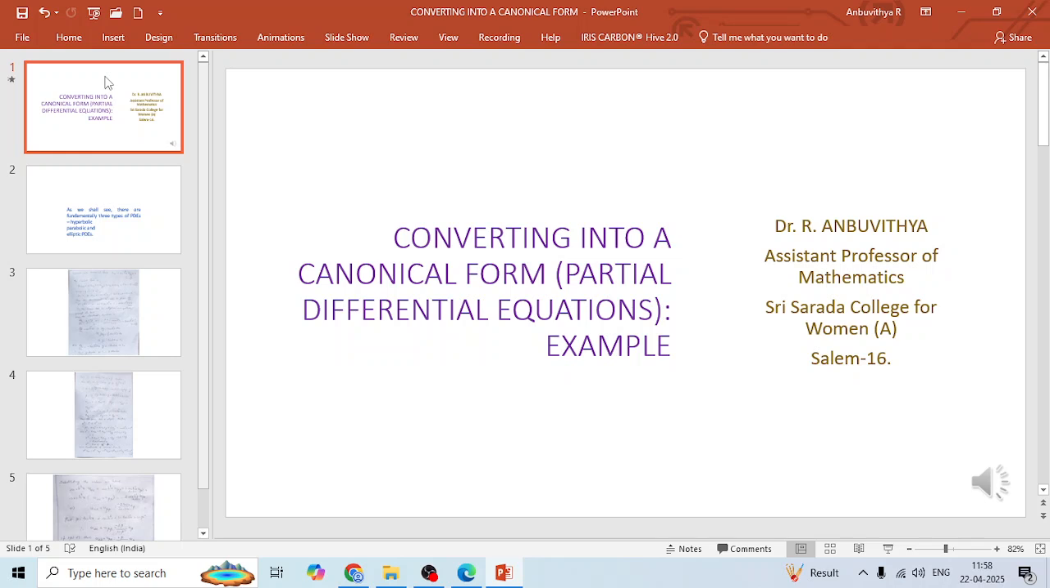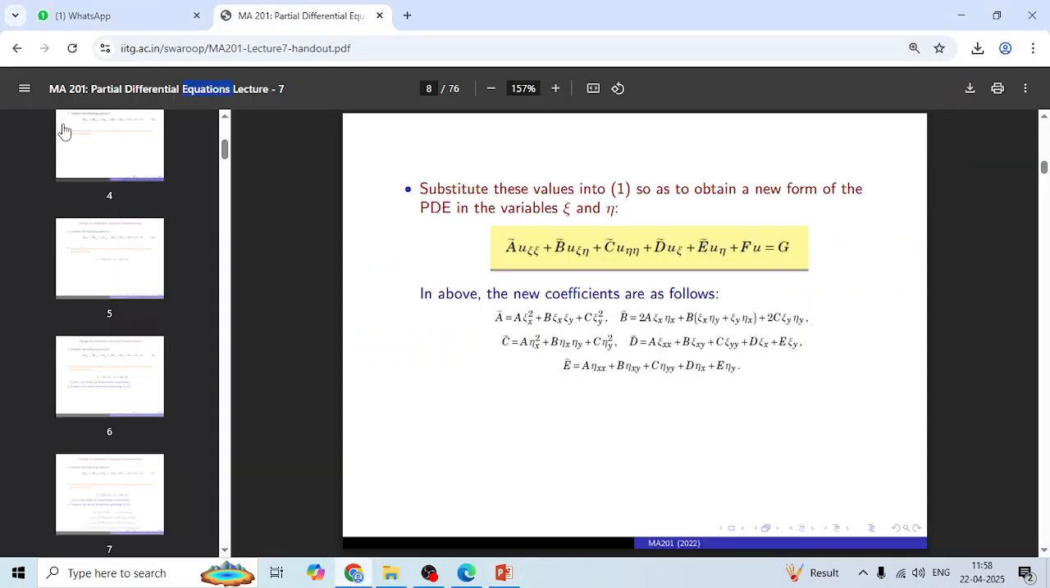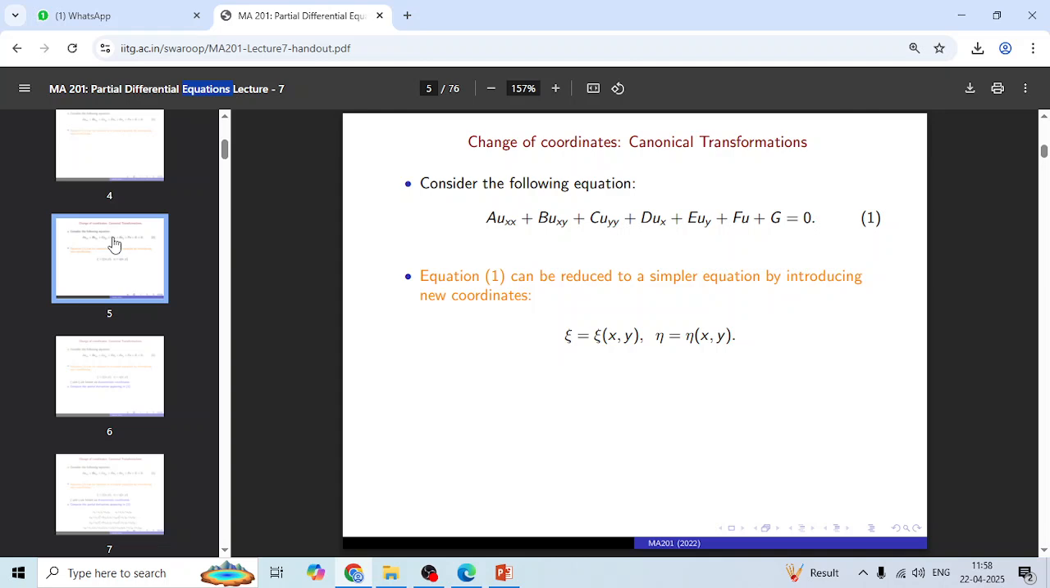Now, we see about second order partial differential equations. Consider the equation A u_xx plus B u_xy plus C u_yy plus D u_x plus E u_y plus F u plus G equal to 0. Now, we change this equation 1 into a canonical form by introducing the new variables psi and eta. The Cartesian coordinates x and y are changed into the canonical variables psi and eta.